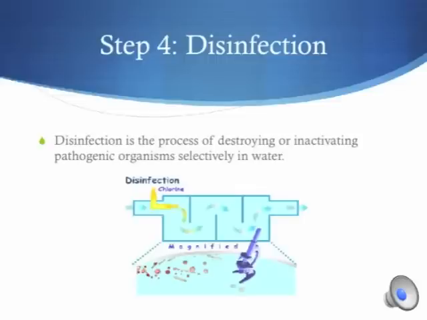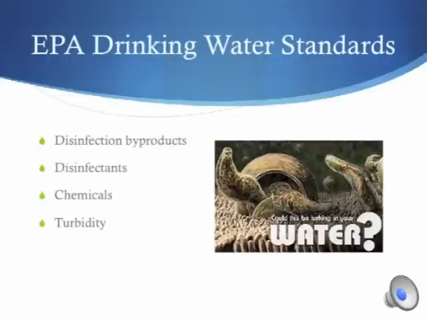Because of the amount of treatment, the U.S. has one of the safest drinking reservoirs in the world. But how clean is safe? The EPA sets strict standards that these plants must meet in order for drinking water to be approved for distribution. The quality of drinking water is measured on disinfection byproducts, disinfectants, chemicals, and turbidity, which indicates the presence of harmful microorganisms.